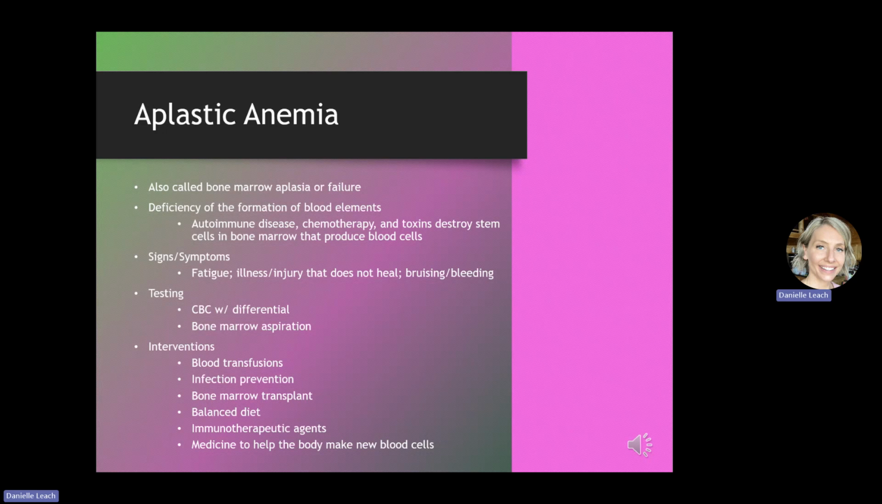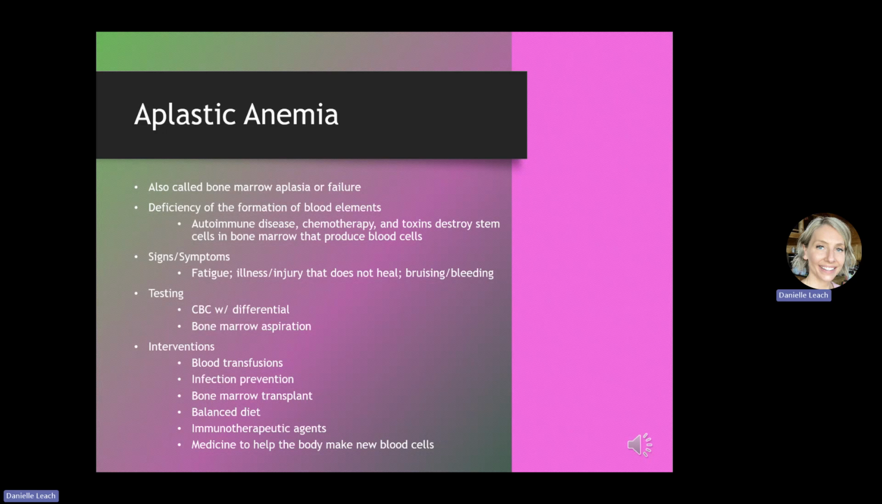It does have a very high death rate: about 70% do die within 1 year if it's untreated. However, the overall 5-year survival rate is about 80%. This can be caused by things like autoimmune disease, chemotherapy that destroys the bone marrow, and other toxins that also destroy the stem cells in the bone marrow.